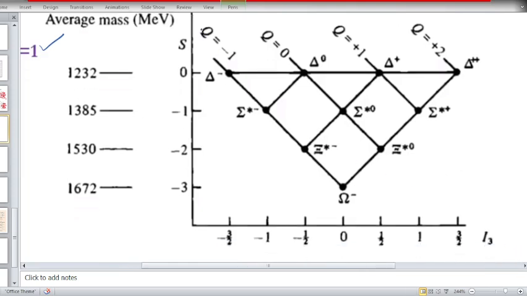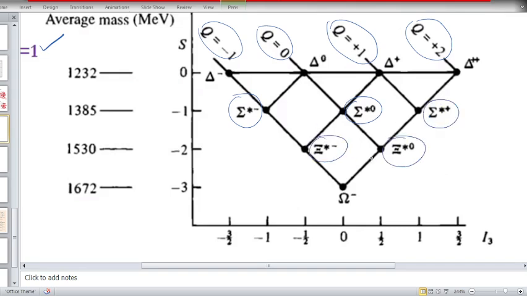Also, in the vertical direction, you can see the charges of each particle. This is applicable to all these octets also. You can observe those charges along this vertical line. So delta minus. Then you have sigma star minus, that is the resonance particle of sigma. Then sigma star 0, sigma star plus, then cascade star minus, cascade star plus, cascade star 0. These are the resonance particles for cascade or psi particle. And then you have the omega minus.